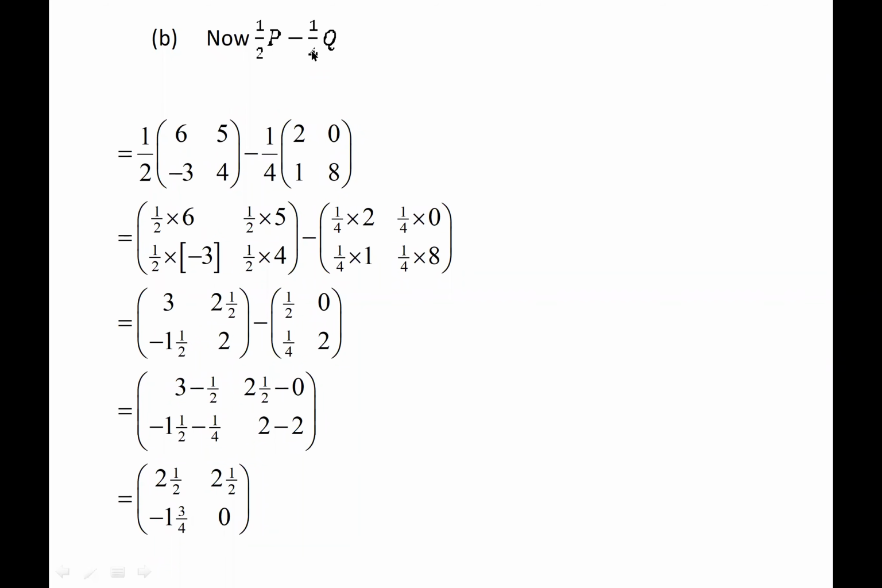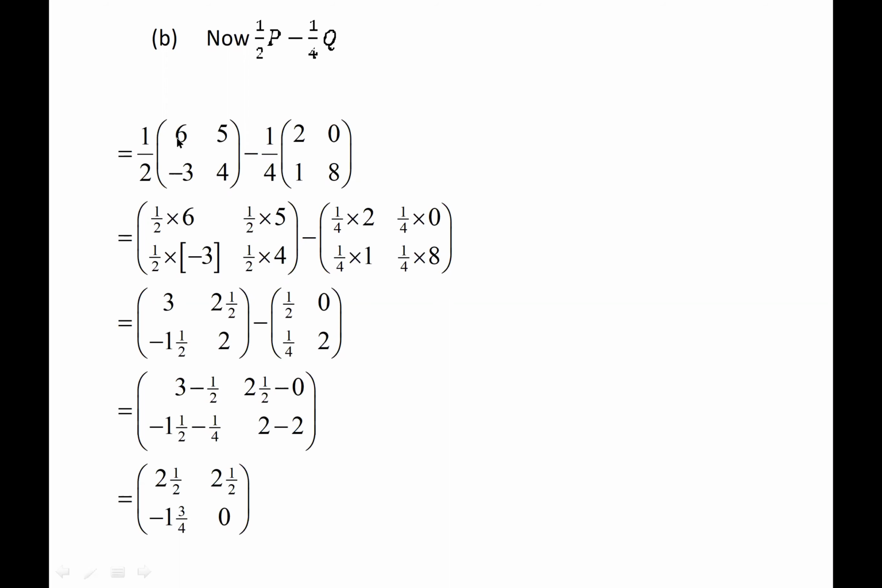All right. Now, in this case, there's a half P minus a quarter Q. Sometimes people get a little flustered because you have to deal with fractions. So let's see, if you have to deal with fractions, what do you do? Well, P was this, Q was this, and you just put your fractions in and let's multiply, right?